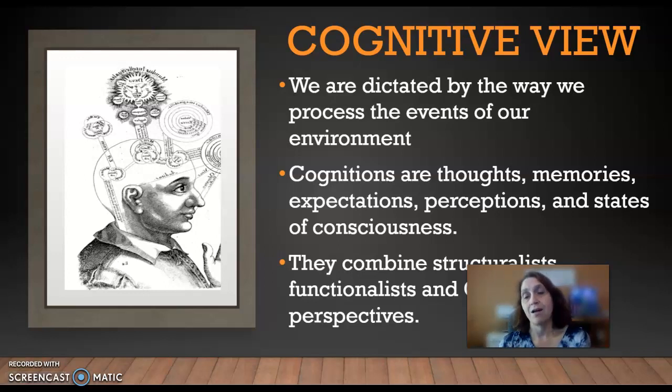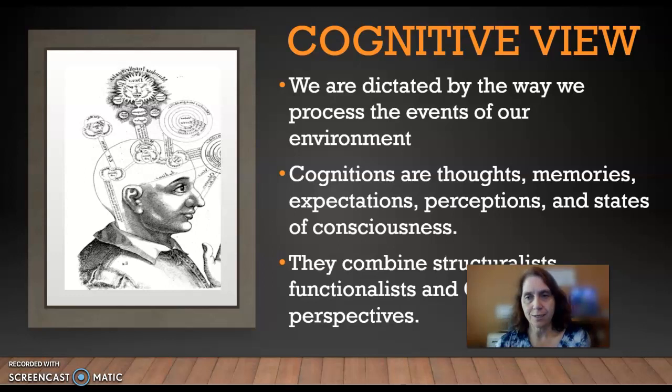So we're going to finish out our perspectives. So, cognitive view. Cognition has to do with thinking. Of course, all of this has to do with our brain, and our brain is about thinking. We are dictated by the way we process the events of our environment.